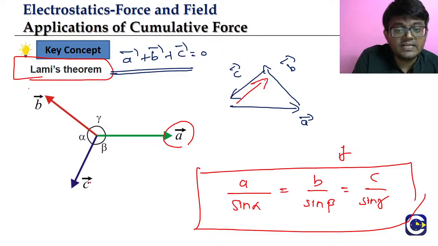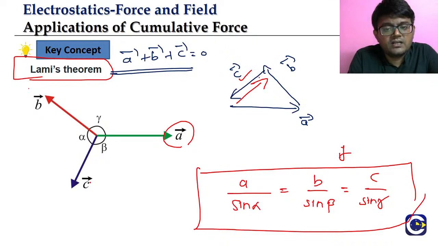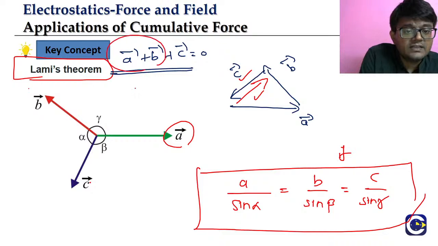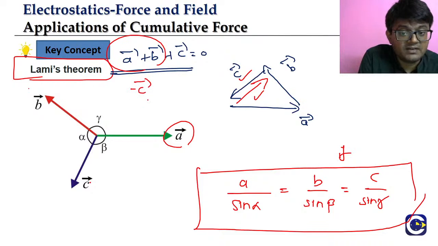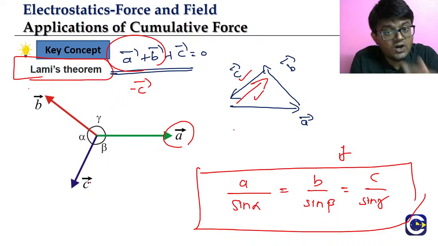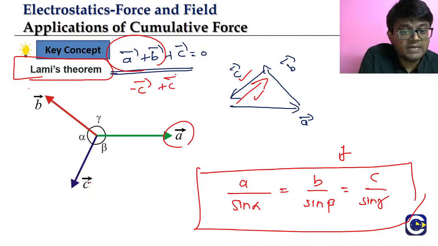Okay, so if you observe, this is the closing side of the triangle in order, and this is the closing side of the triangle in opposite order. So a bar plus b bar we can write as minus c bar, because it is the third side of the triangle in opposite order. So minus c bar added, what will we get? 0, right?